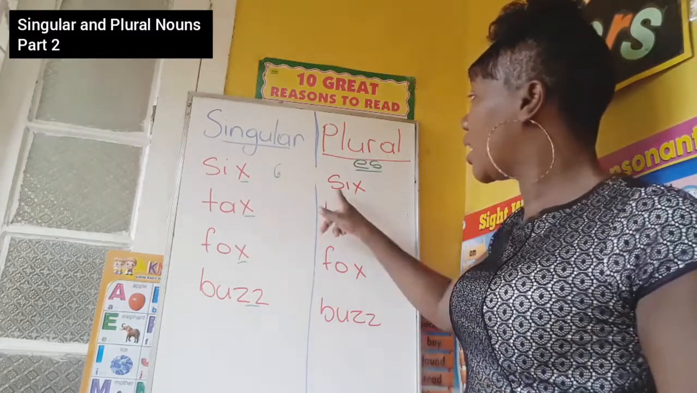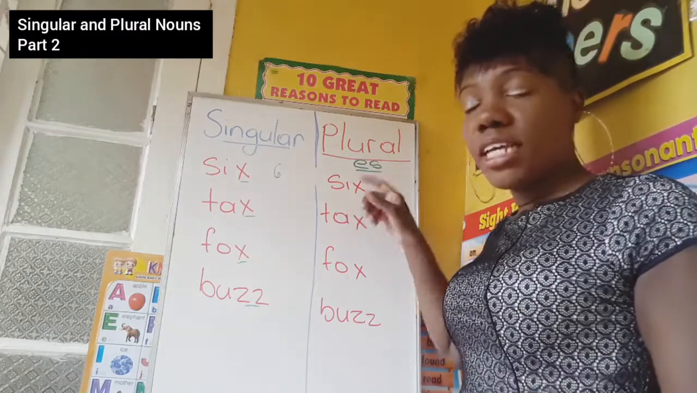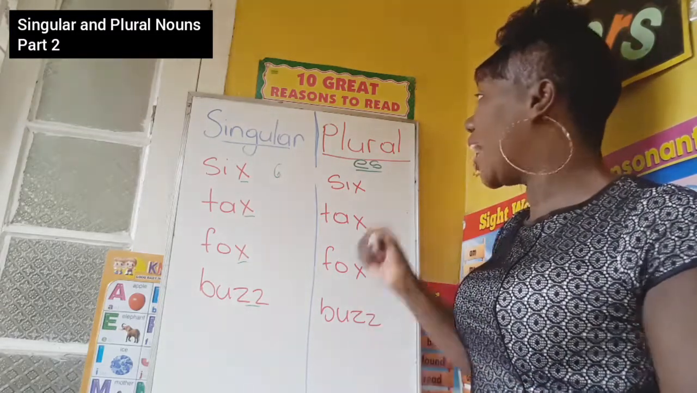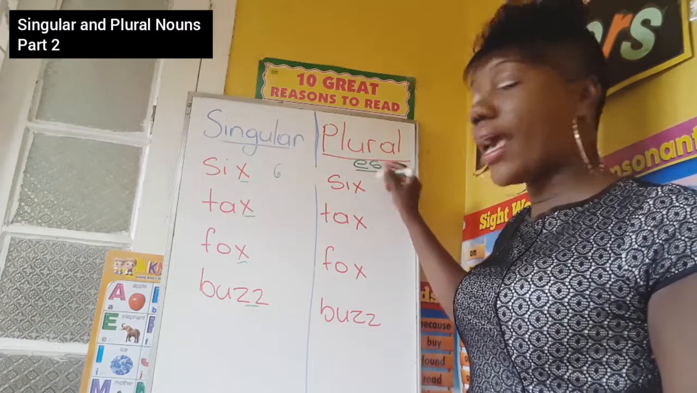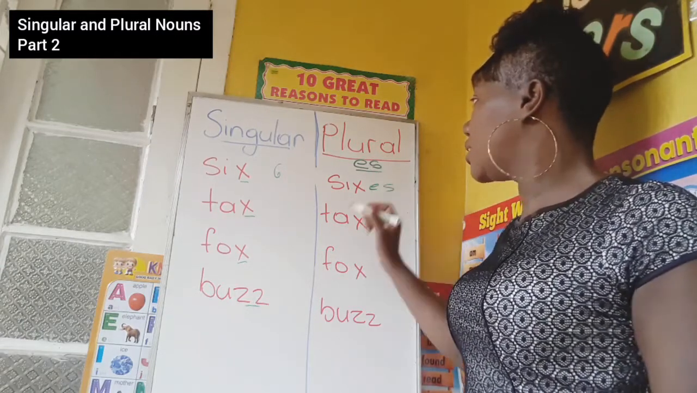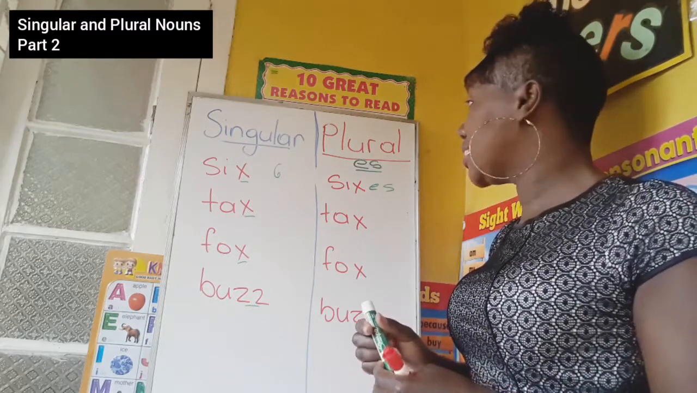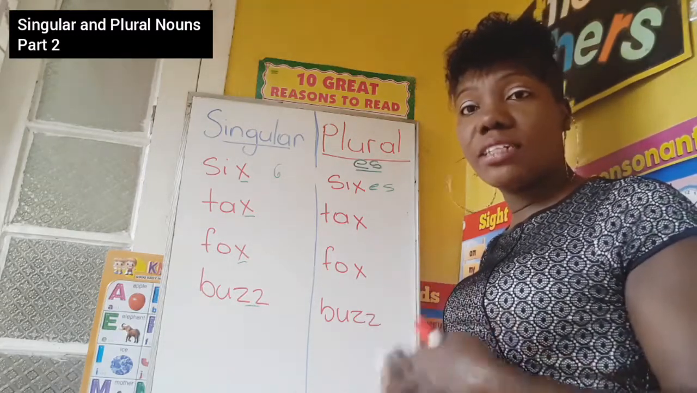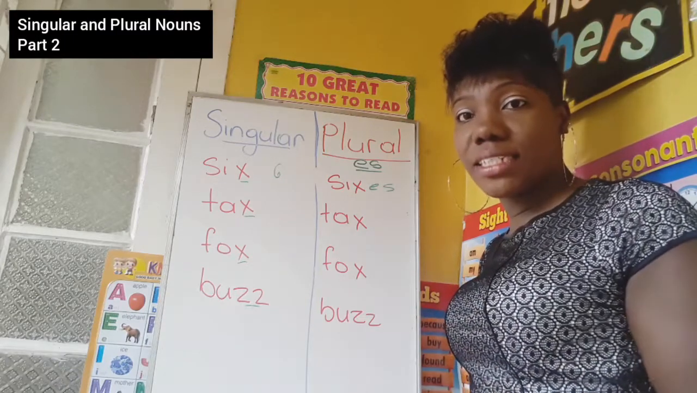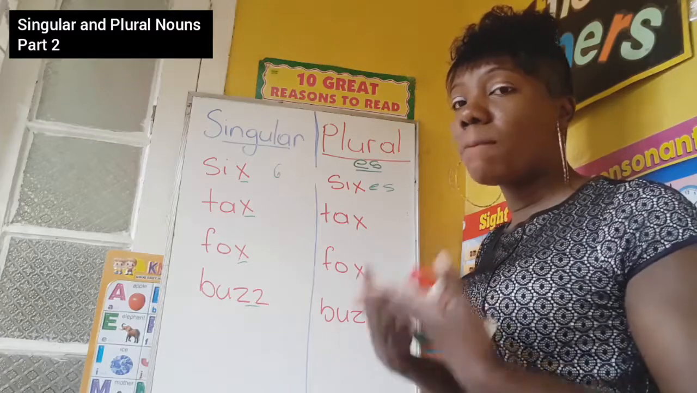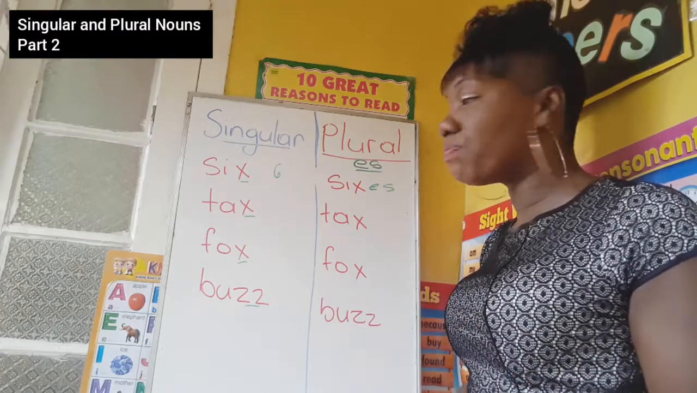Now to make six plural, it's going to become more than one. We add ES. So it is now sixes. So it can be 2 sixes, 3 sixes, 4 sixes, 5 sixes, because it is plural, and plural means more than one.